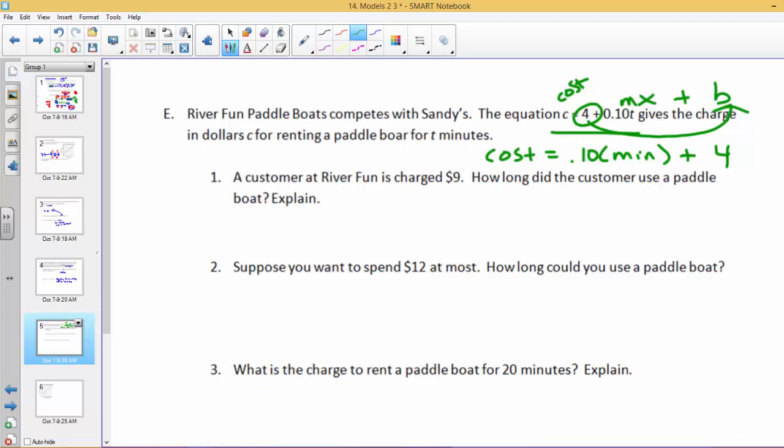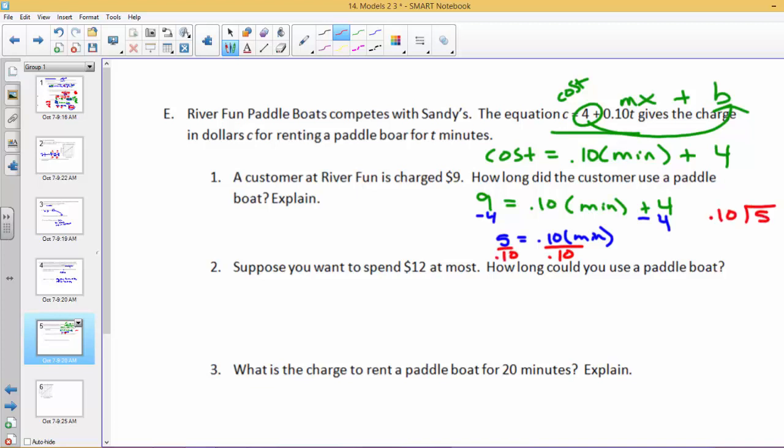So this customer is charged $9. How long did they use the boat? So $9 would be the cost. So $9 equals 10 cents a minute plus 4. To solve this, you would subtract 4. So 5 equals 10 cents per minute. So then you would divide by 10 cents. If you want to be official, you would move this over twice and add 2 zeros. So the answer is 50. So 50 minutes.